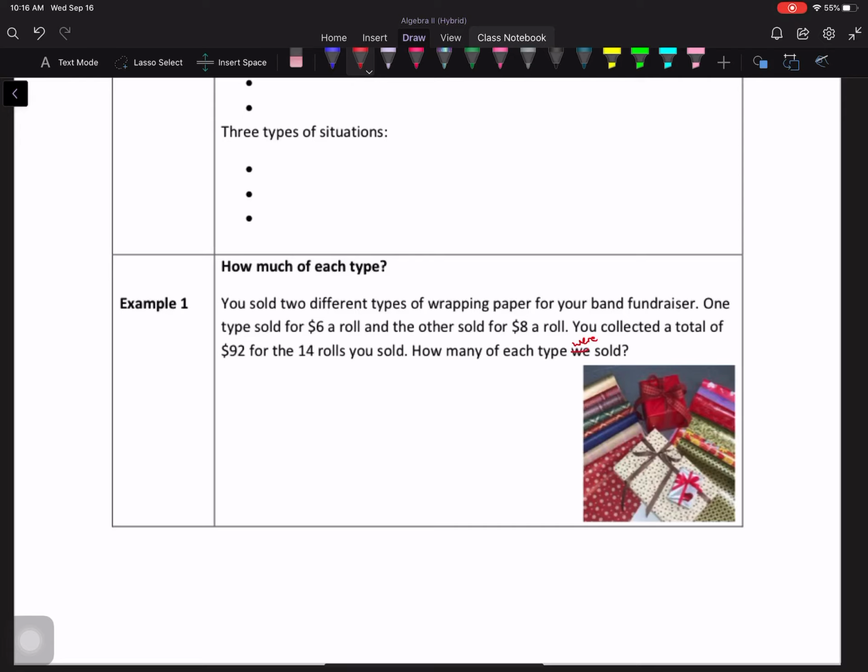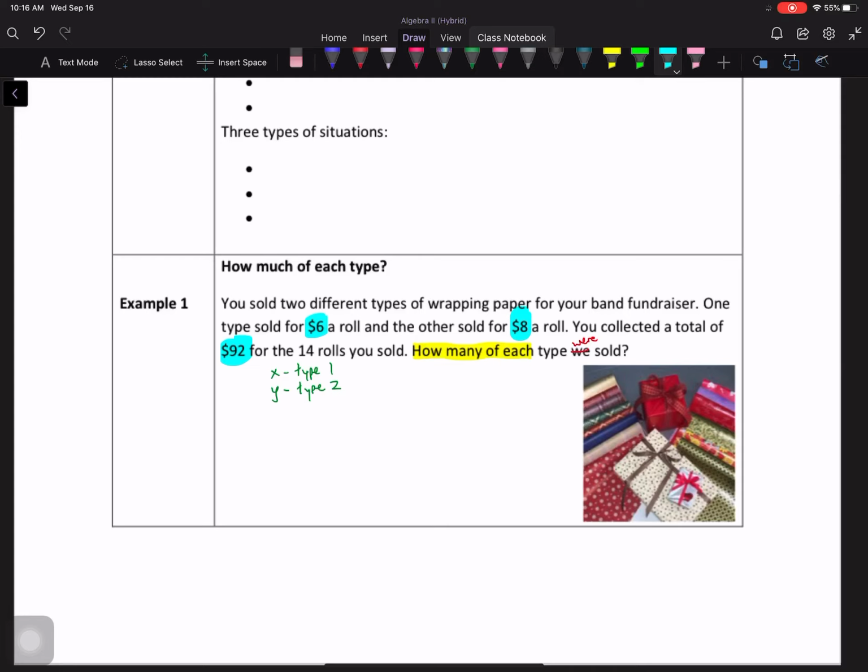But first of all, what are we trying to find? We want to know how many of each type. So let's start by defining two variables. Let's call X type 1, Y will be type 2. So just a little hint for you. Anytime you see money involved, usually those three numbers are going together.